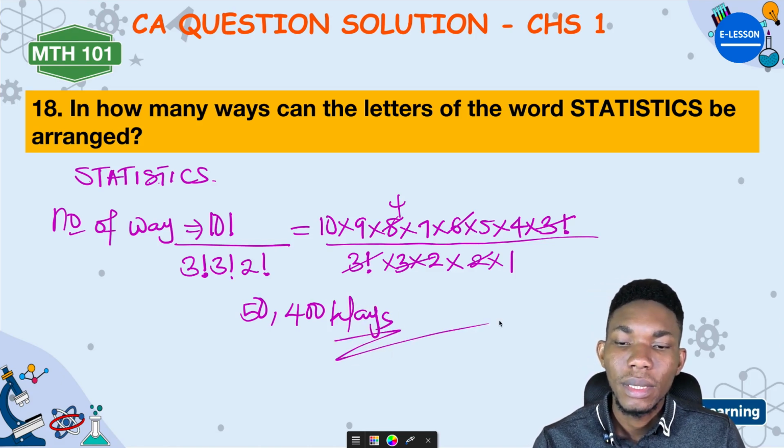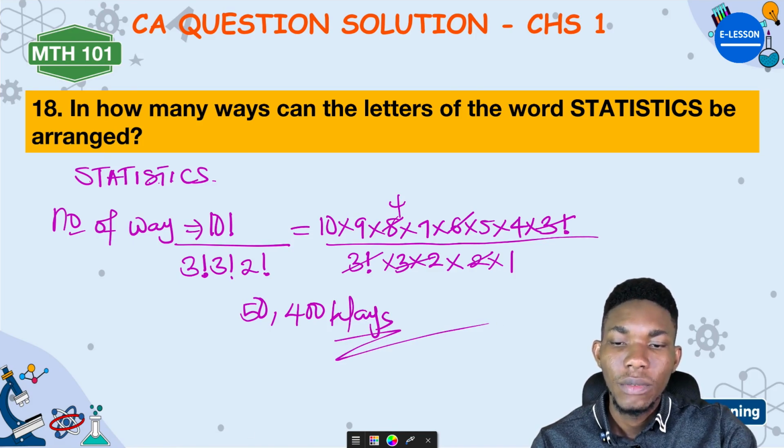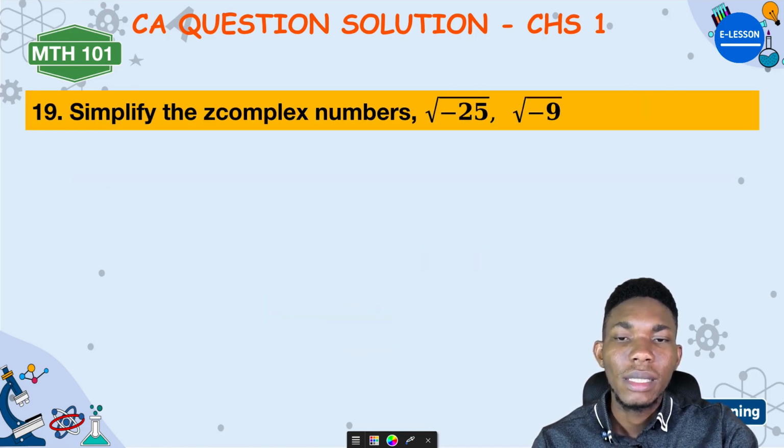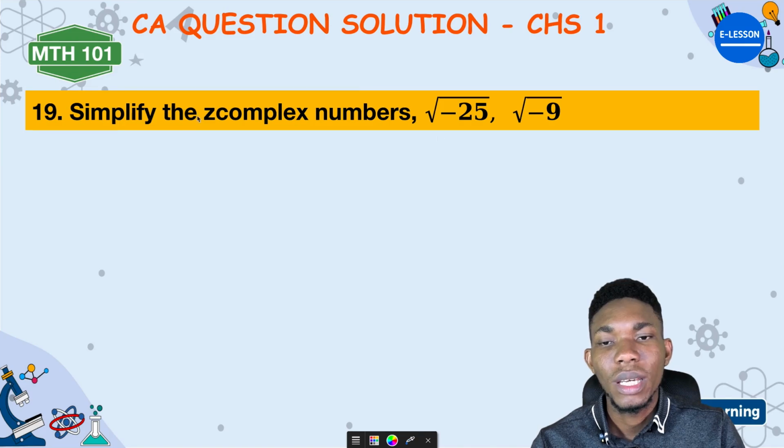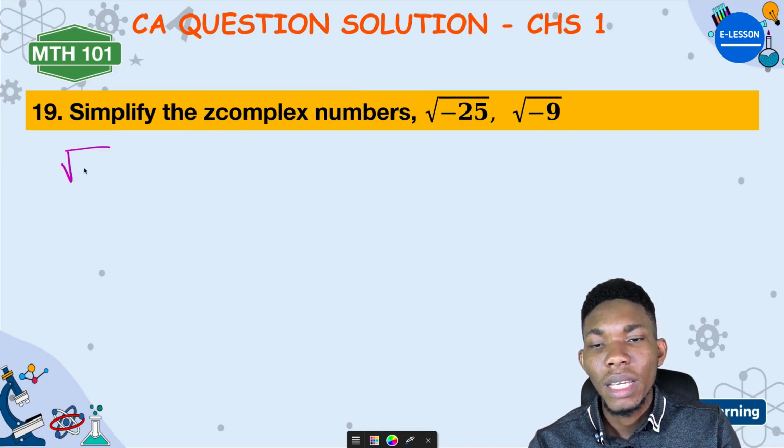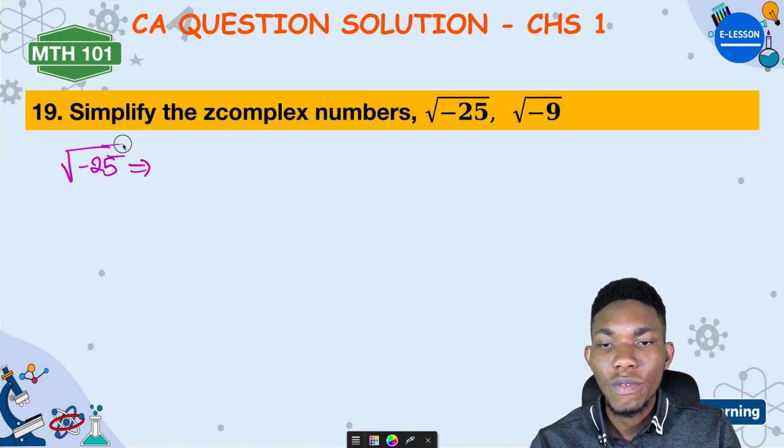As the answer. It's a very simple one, right? Very simple. Let's look at this one. This one is the simplest question here. Simplify the complex number that we are giving to you here, minus 25. Now, my dear students, in complex numbers, this minus 25, you want to write it in short form. You can also write it as minus 1 times 25.